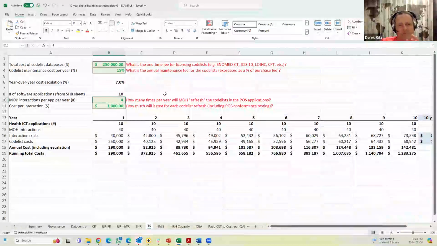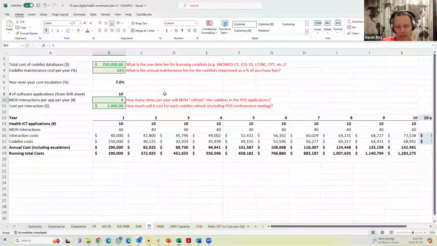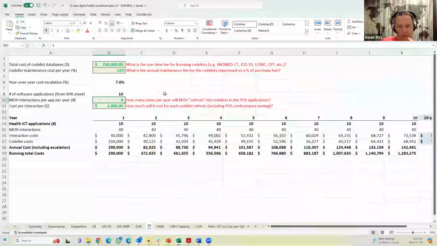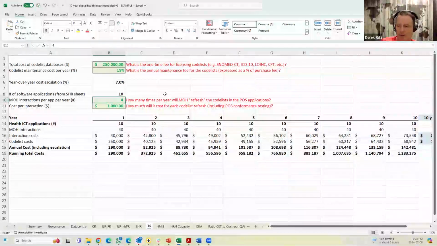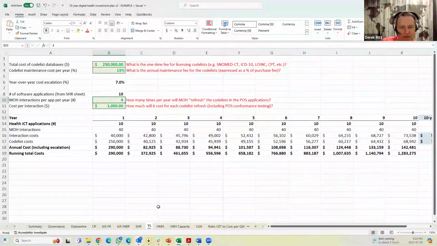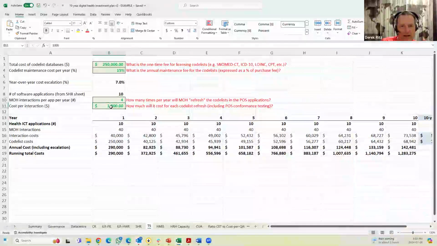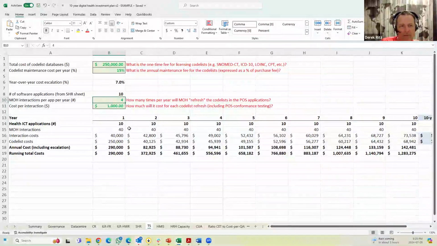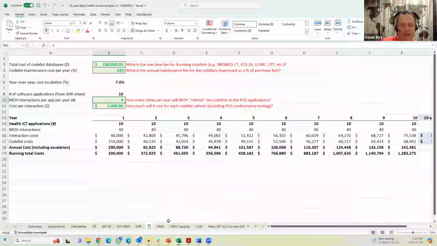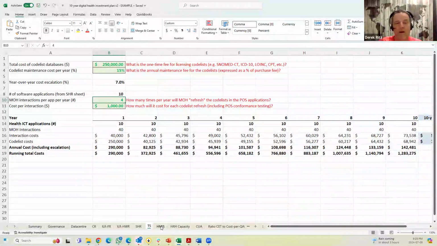And then how regularly is the ministry going to update all of the point of service solutions? And so that will drive costs, because there's an interaction cost. How many times per year are you going to be refreshing the code lists used by all of the solutions in the network?